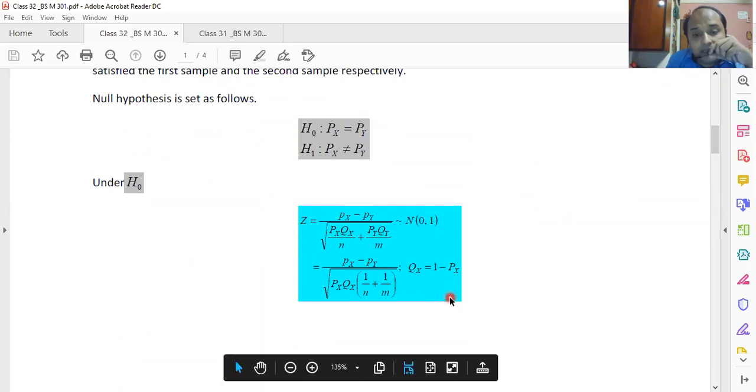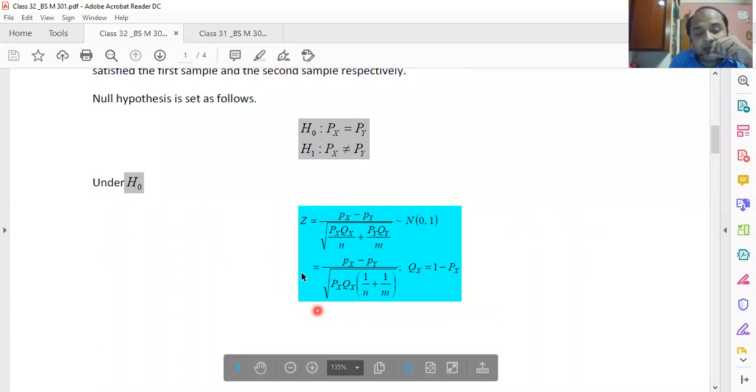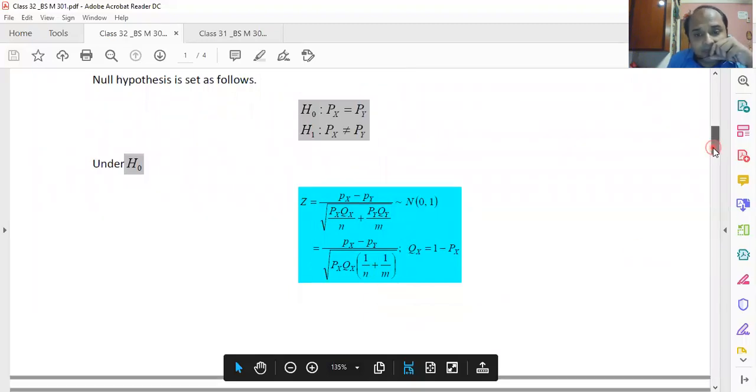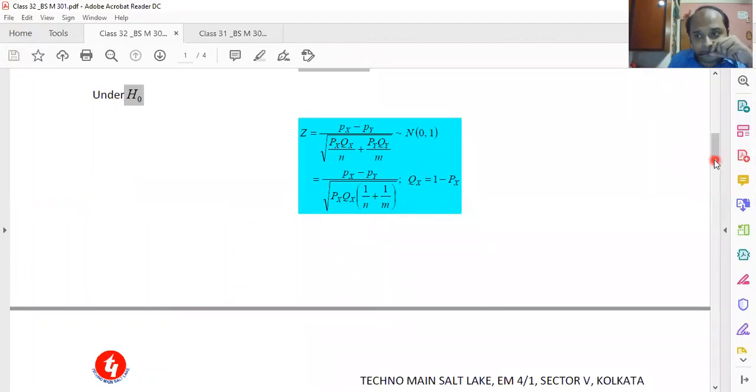Now, if you consider that Px and Py are the same, obviously qx and qy will be the same. So we can take the quantity px qx common, and I am writing it as px minus py divided by under square root px qx multiplied by 1 upon n plus 1 upon m. So this becomes my ultimate statistical formula which will be applied to the current situation.